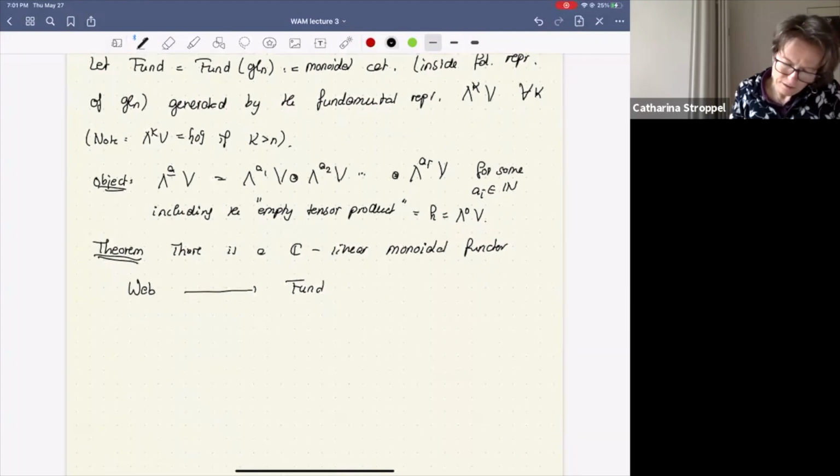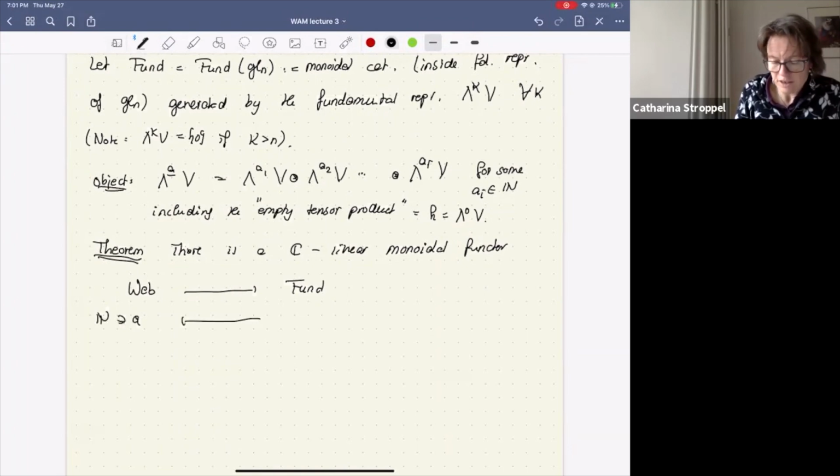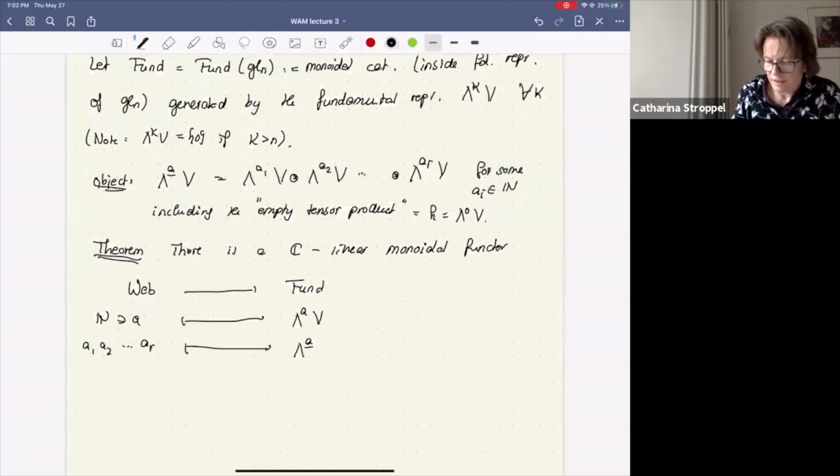And what I just do is remember that a generating object in the web category was an element A in N, a natural number. And I just map this to wedge A. And so if I have a sequence, that means a tensor product of things like this, I just map it to wedge A underlined of V, where this A is, of course, let me just take A to be the sequence. So I take it to the tensor product of the corresponding wedges.